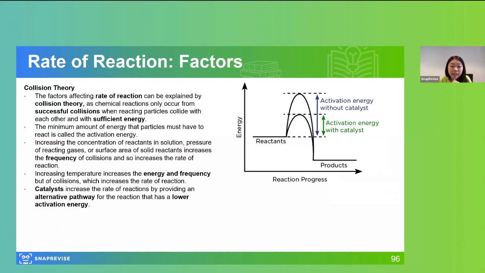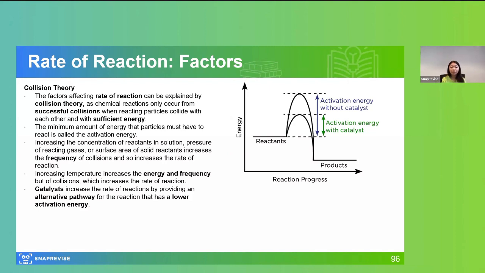So the collision theory is essentially saying that the rate of reaction occurs from the successful collisions when reacting particles collide with each other and with sufficient energy. So it's how often they collide with each other and how much energy they collide with each other. And it has to be enough energy. The minimum amount of energy that the particles must have to react is called the activation energy. So anything below the activation energy is not going to react. This is why they talk about rate of reaction with particles. If the particles are not colliding with enough energy, it's not going to react.